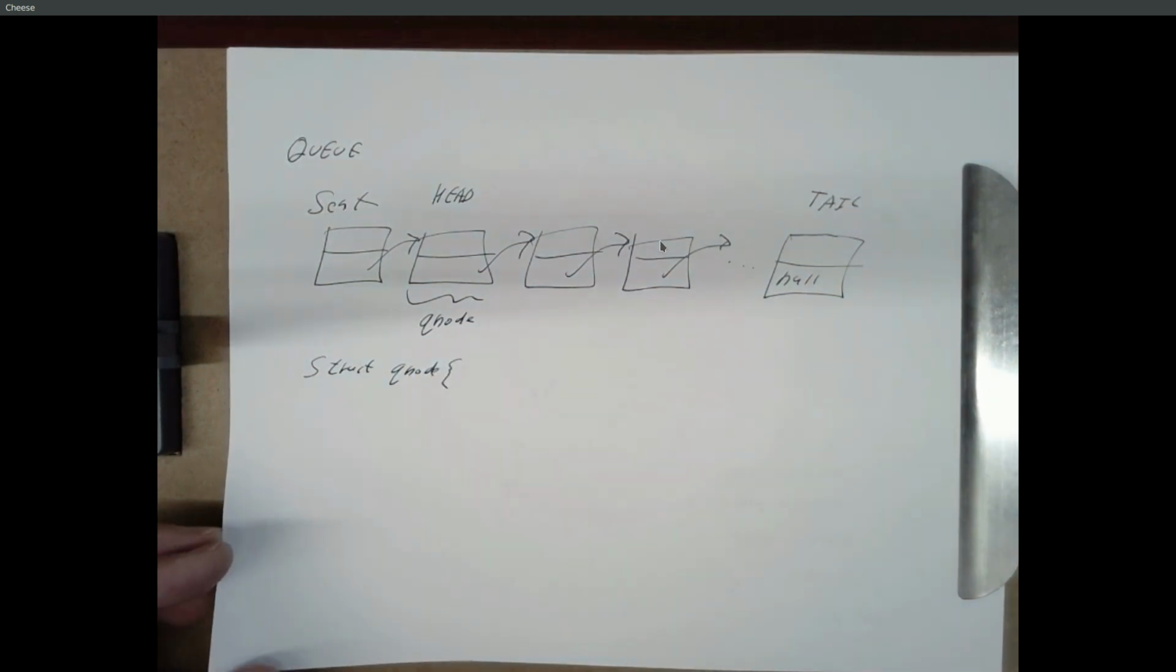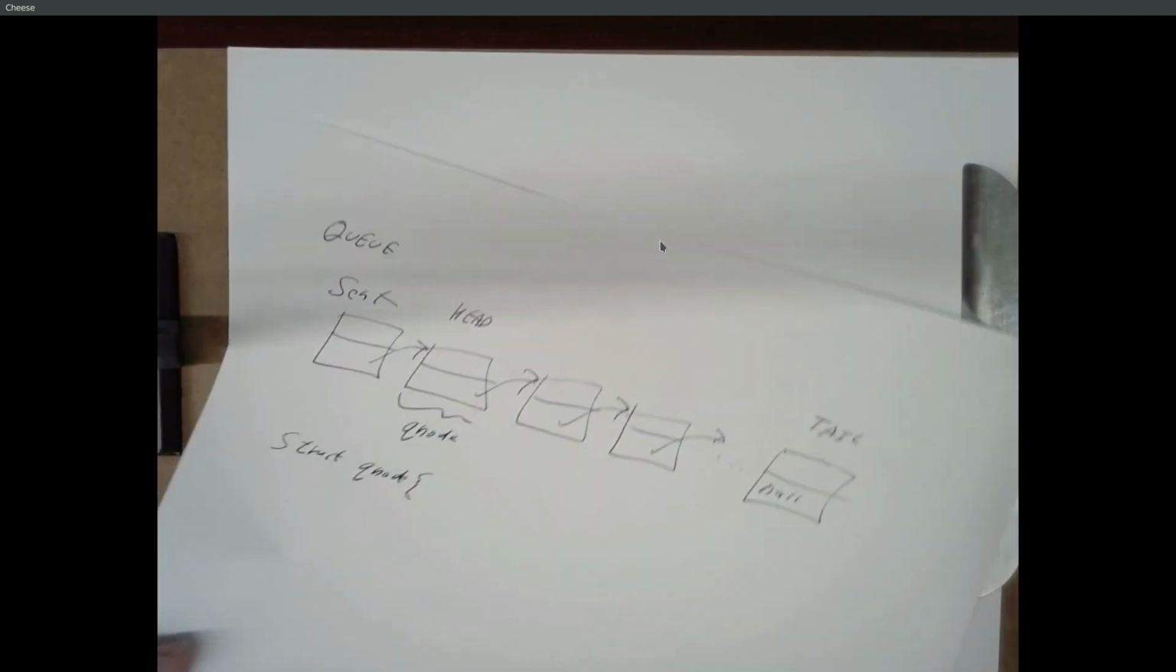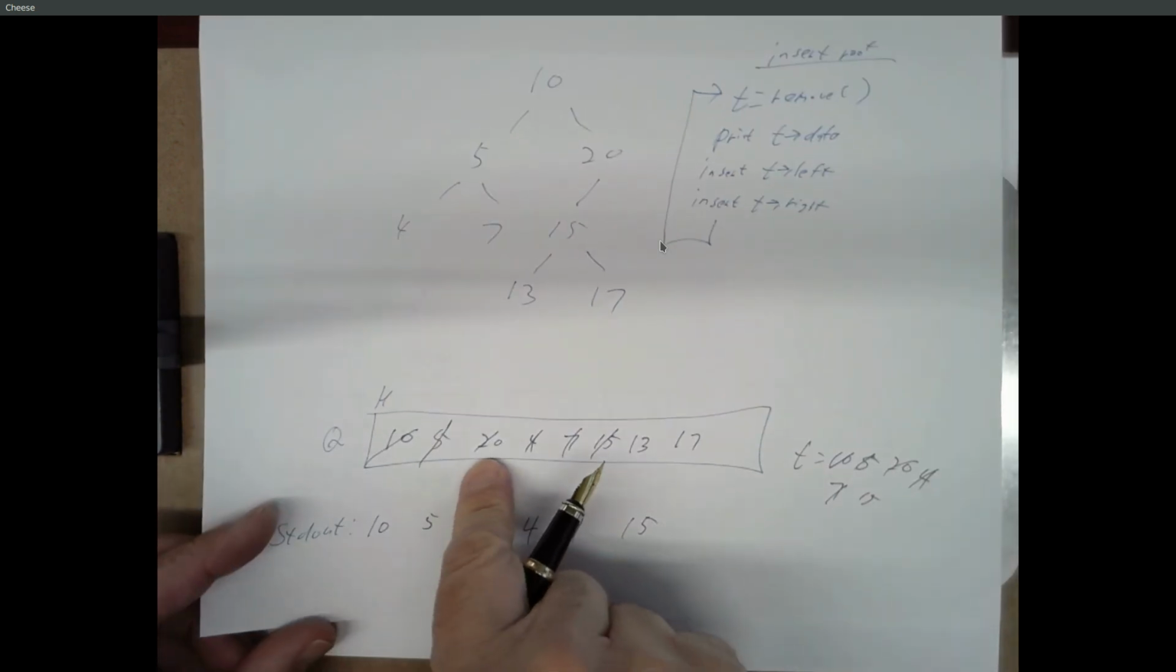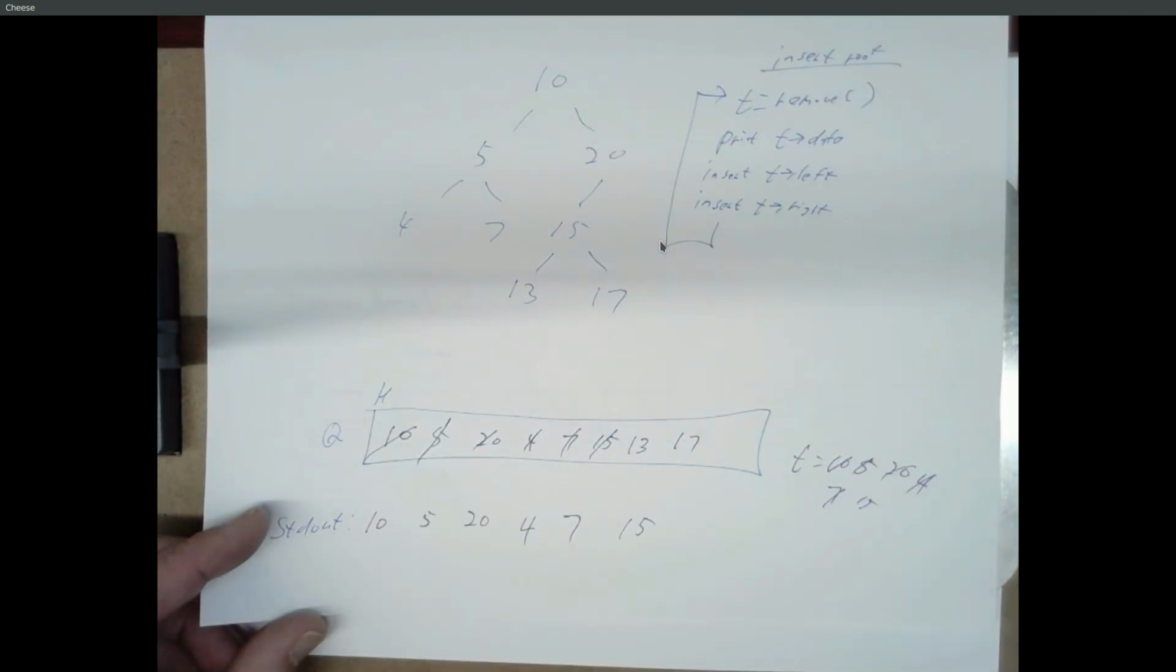So in PA3, our queue was supposed to store integers. So our queue node contained a piece called data that was just an integer. Here, even though I wrote integers, these are not integers. These are pieces of our tree. These are nodes in our tree.